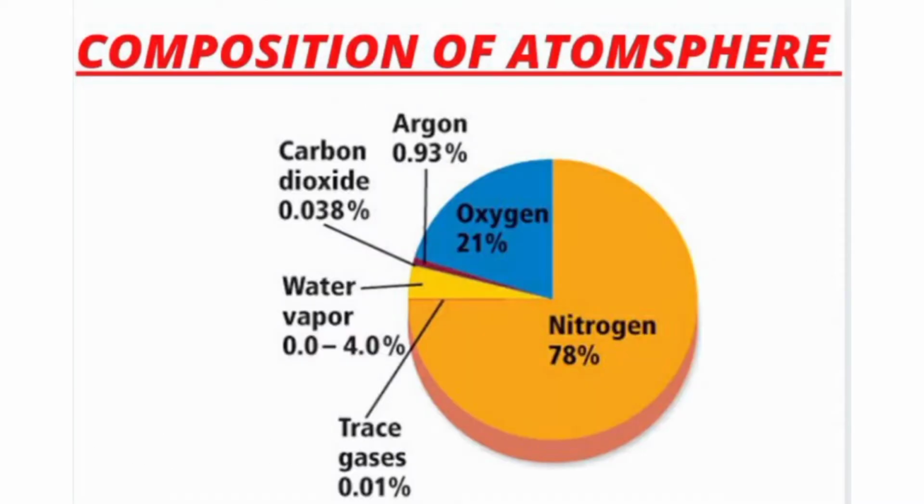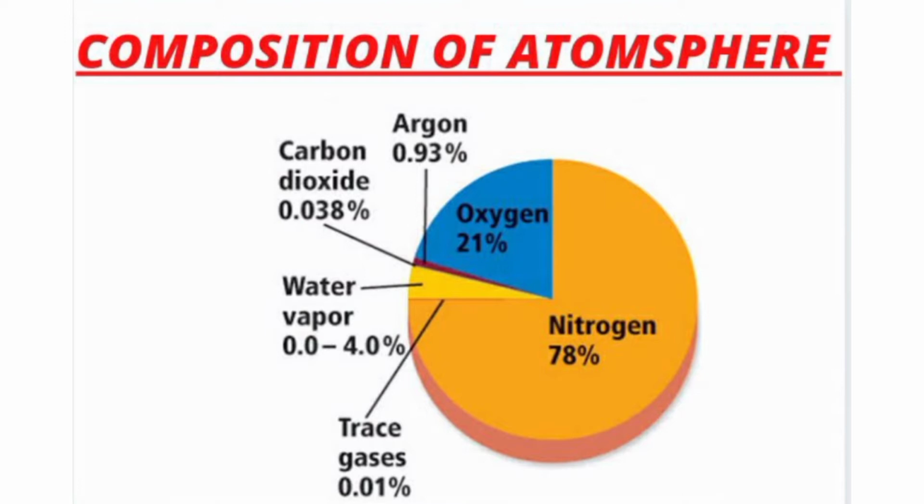Percentage of different constituents of air: nitrogen, that is 78%, oxygen 21%, argon 0.93%, carbon dioxide 0.03%, and all other.